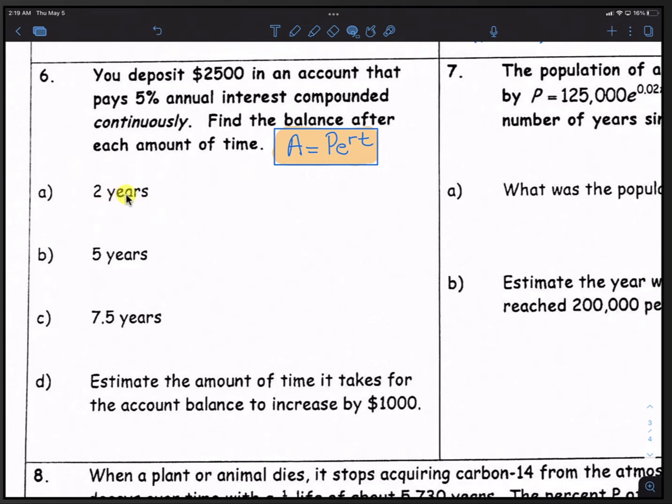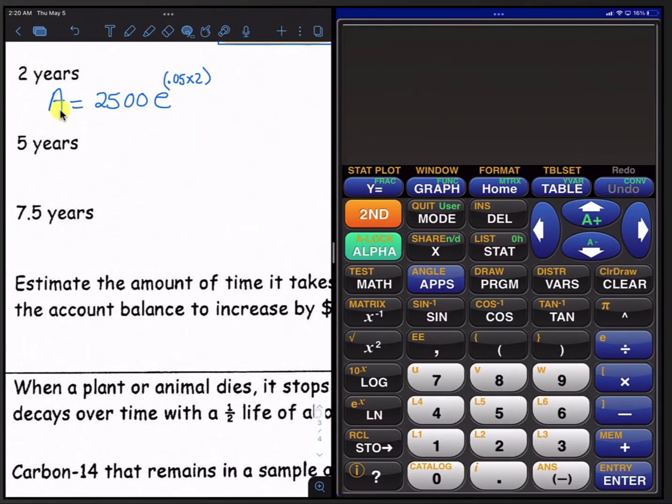So for 2 years, we just plug in the information. We have $2,500 for P. The interest rate is 5%, converted to a decimal, that's 0.05, times t. So that's r times t. So t would be 2 years. We just put that in the calculator and let's demonstrate that. All right, we want to put in the 2500 times e raised to the 0.05 times 2.